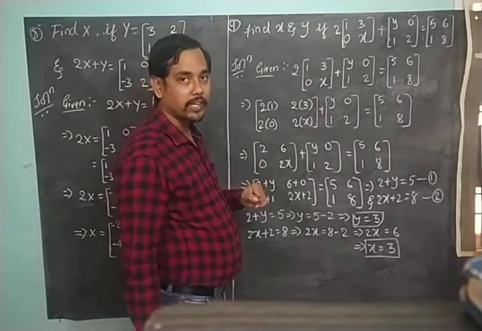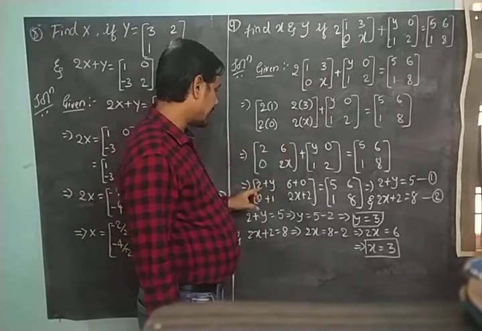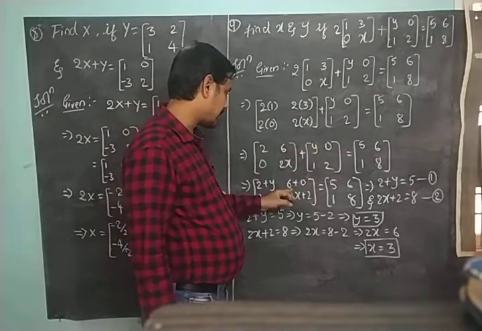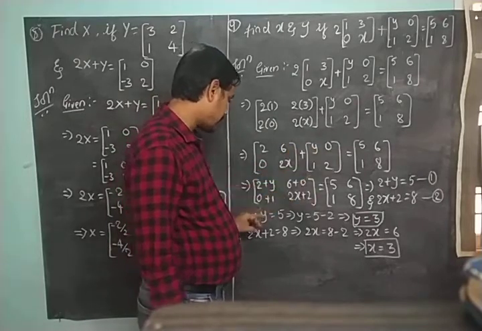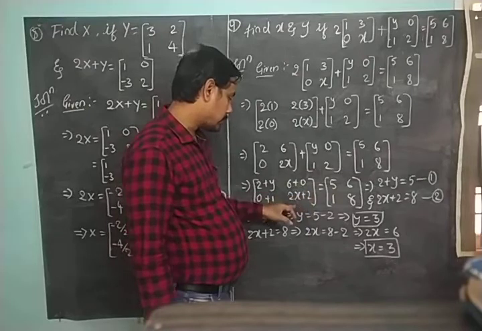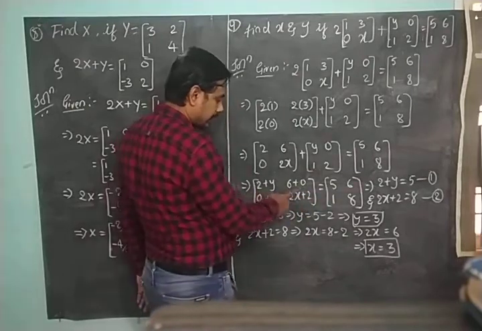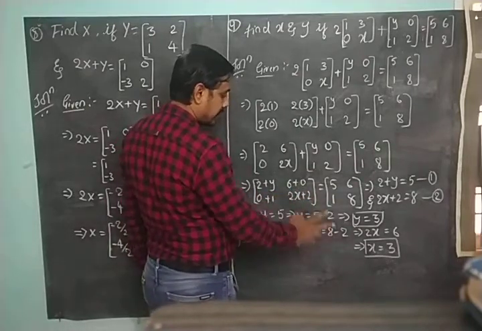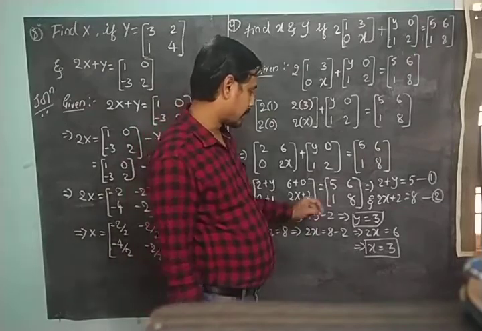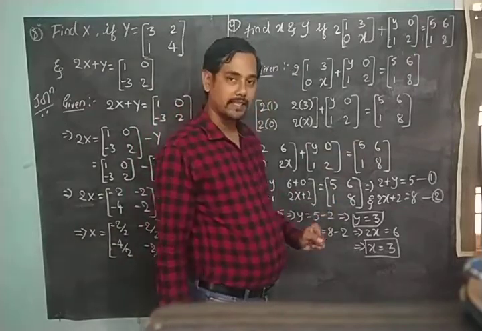So add the corresponding elements. 2 plus y. Here you will get 6 plus 0. This will be 0 plus 1. And this will be 2x plus 2. So what we got? 2 plus y, 6 plus 0, 0 plus 1 and 2x plus, sorry, 2x plus 2. And this RHS part as it is.